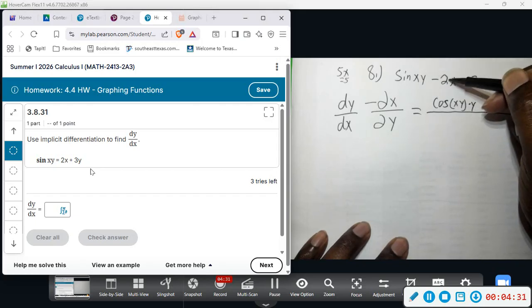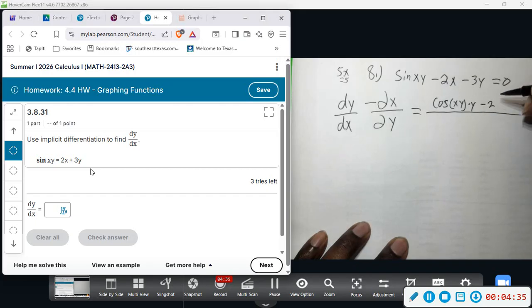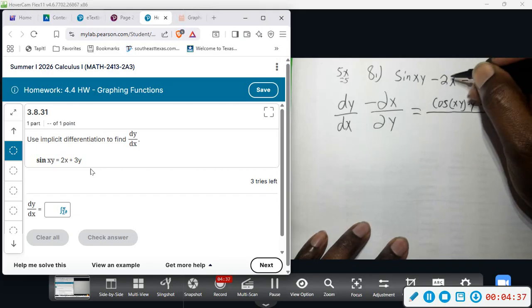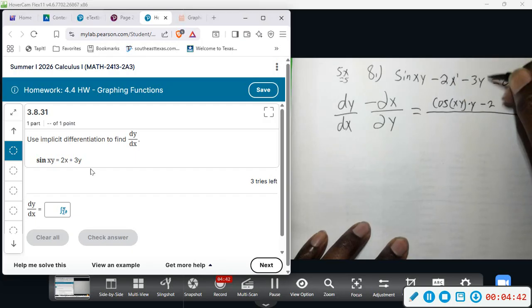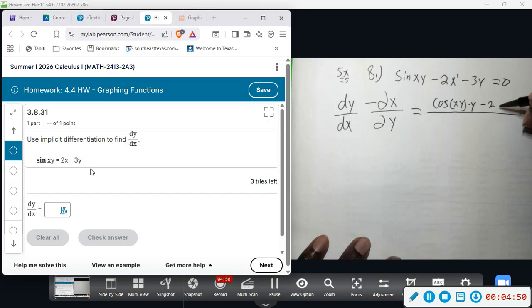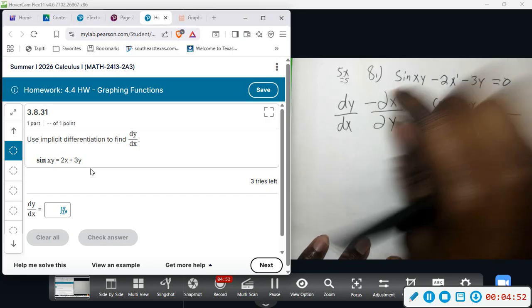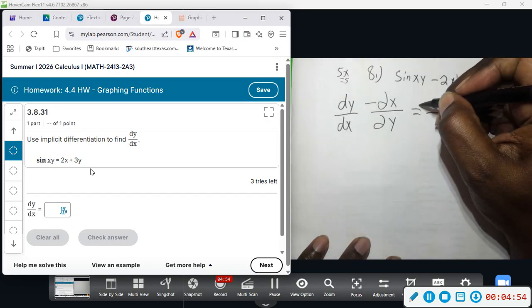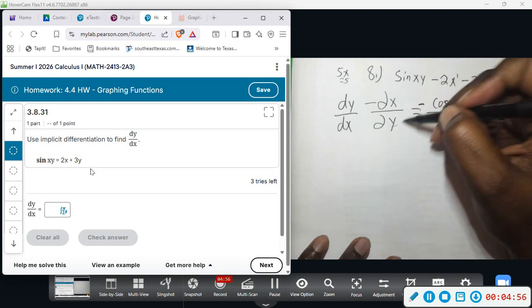Derivative of this partial with respect to x is going to be -2. Power rule, 1 times 2 is 2, and then subtract 1. Derivative of a constant, because this is 3 times some number, it's going to be a constant. That's it. All right, so we have cosine xy times y minus 2. That's the partial with respect to x. We're going to put a negative out front. All right, then we're going to do partial with respect to y.